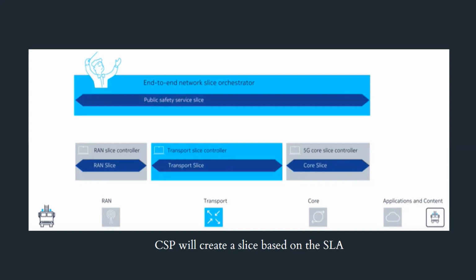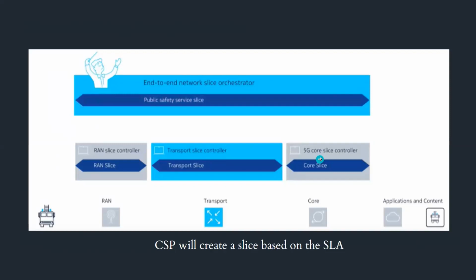So the network slice will first of all consist of 3 components, which are basically the RAN slice controller, or the radio access network slice controller, transport slice controller, and 5G core slice controller. So these slices will be dedicated for different network components, such as RAN network, transport network, and core network.